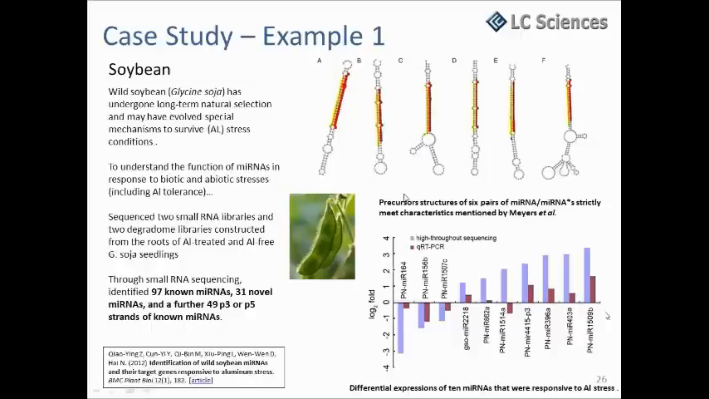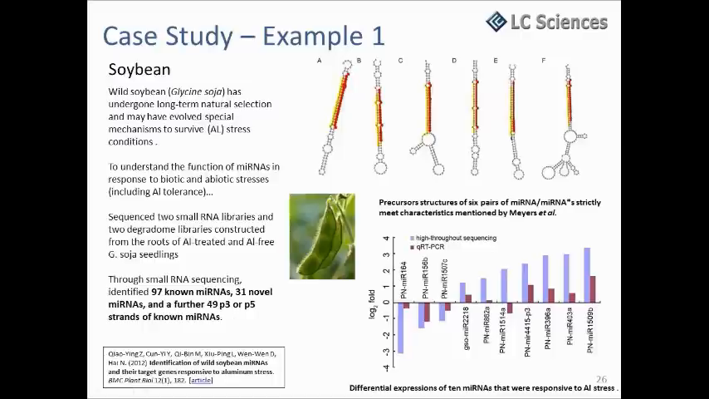And for some studies, I'll try to give some case studies. So this is example 1. First, we had a customer identify the microRNAs for this species, which is soybean, and we identified 97 known microRNAs and also 31 novel microRNAs. That means these 31 are unknown and not recorded in other databases or other papers. Also we identified some microRNAs coming from the same hairpin, but they are not reported. Maybe another strand of the hairpin structure.